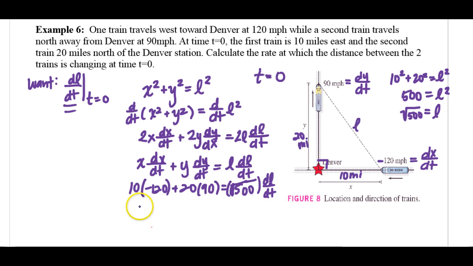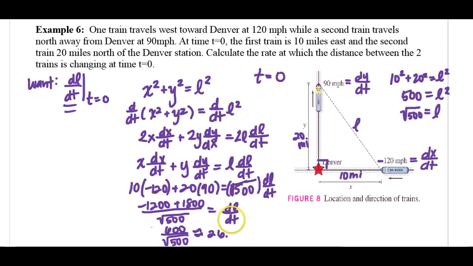So now this is a matter of simplifying. This is negative 1200 plus 1800 over the square root of 500, and that's dL/dt. So this is 600 over the square root of 500. And to determine the plausibility of my answer, I'm going to plug this into my calculator. And I get approximately 26.832. Whenever I use my calculator, I always want to go to the thousandths place, and here I just truncated, so I just cut it off after 3 places past the decimal. So 26.832 miles per hour would be dL/dt.